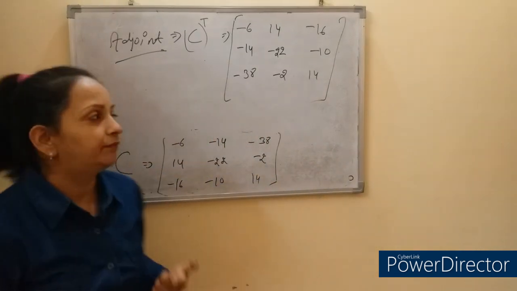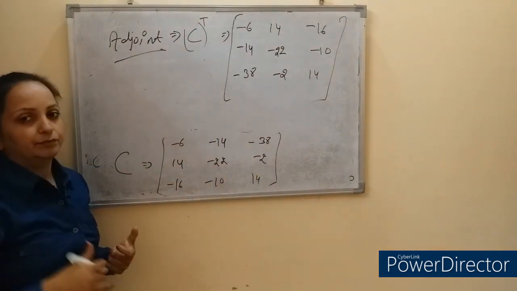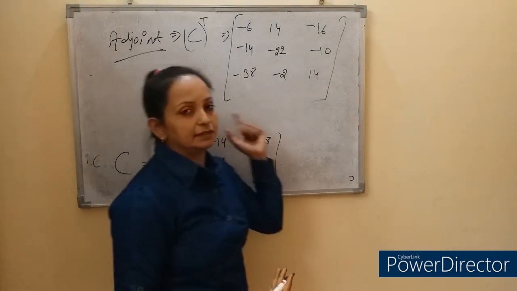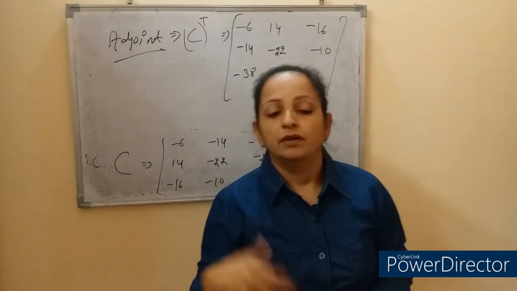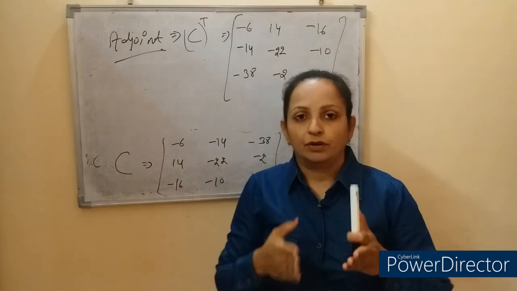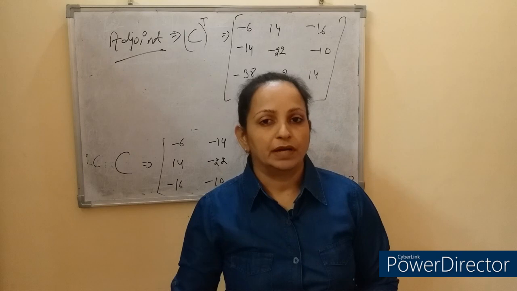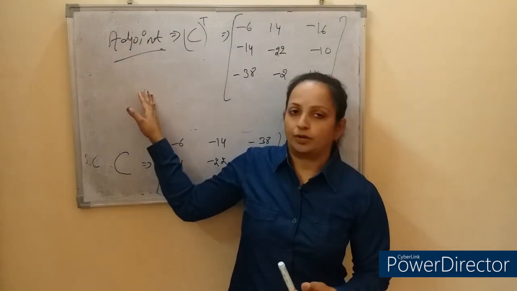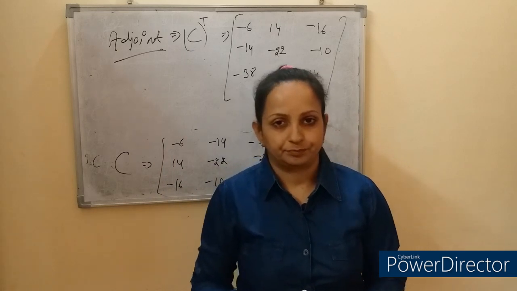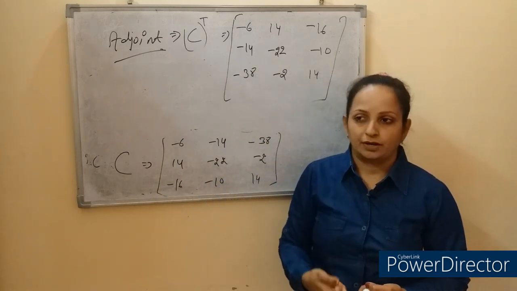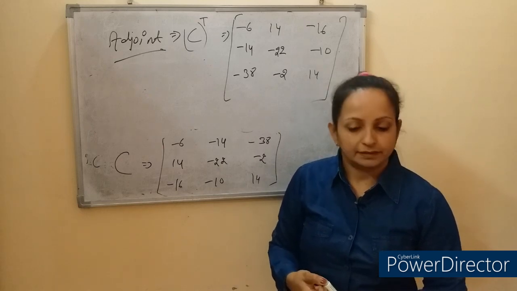So if I ask you to find the adjoint of my initial matrix, this is the procedure you have to follow. Firstly, you have to find the minors of all the elements. Then from those minors you have to find the cofactors. From those cofactors you have to find the adjoint by transposing it. So this is the method to find the minors, cofactors and adjoint of a particular matrix.